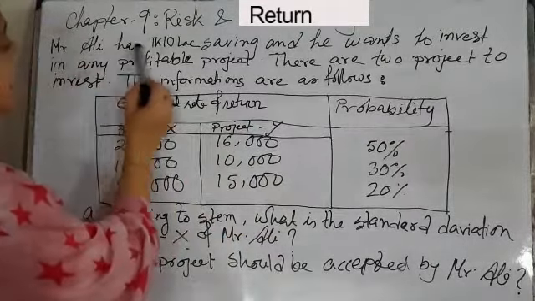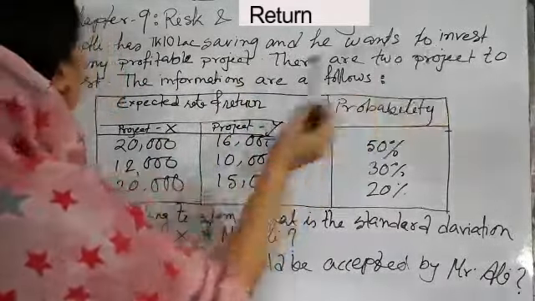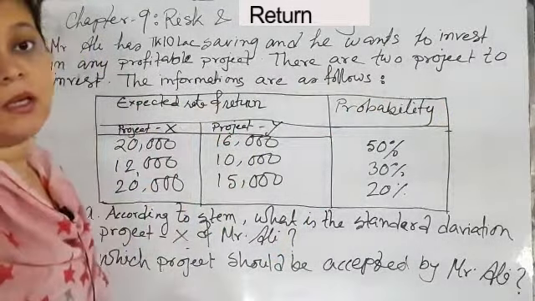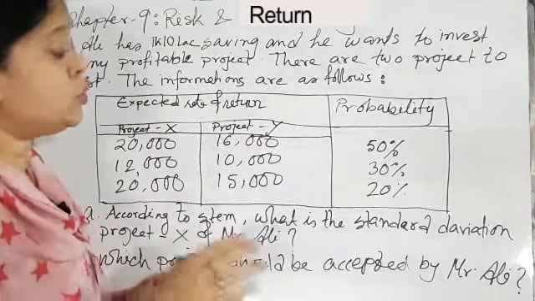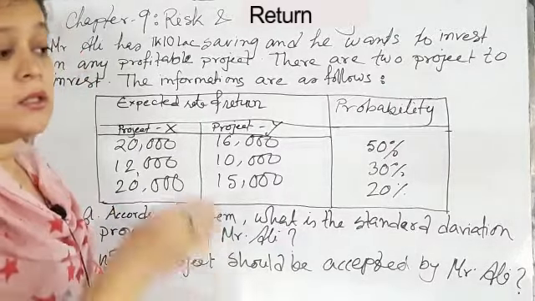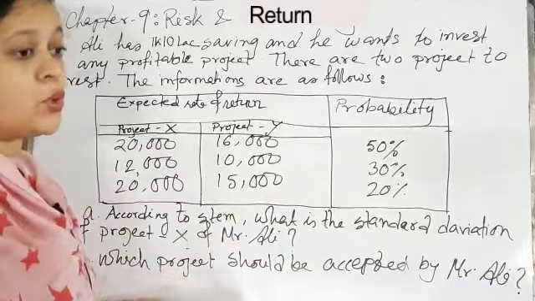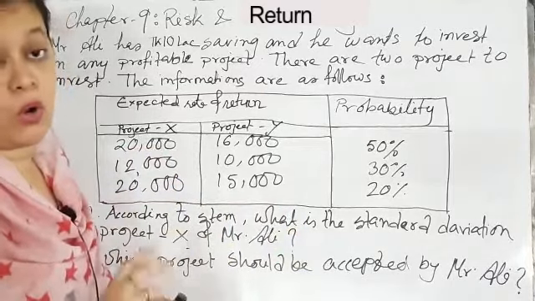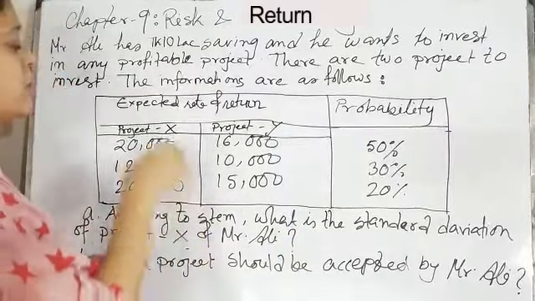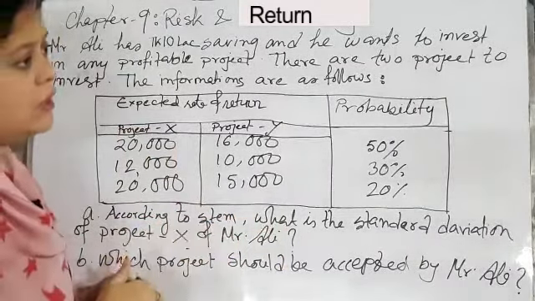Mr. Ali has 10 lakh savings and he wants to invest in any one profitable project. It means he does not invest in two projects equally or 70-30, but totally in one of two projects, X or Y. You know very well what is the meaning of or. He invests totally in project X or Y, not equally.